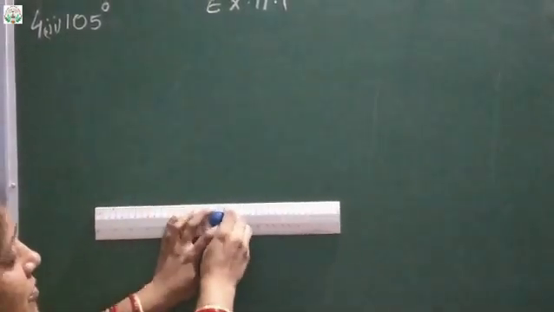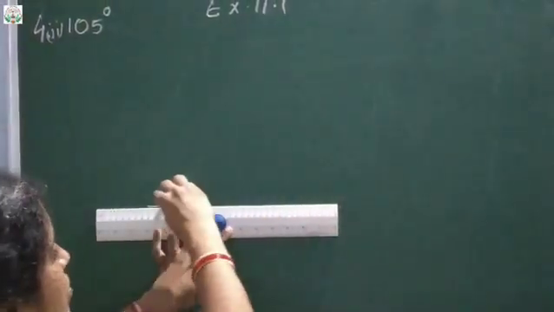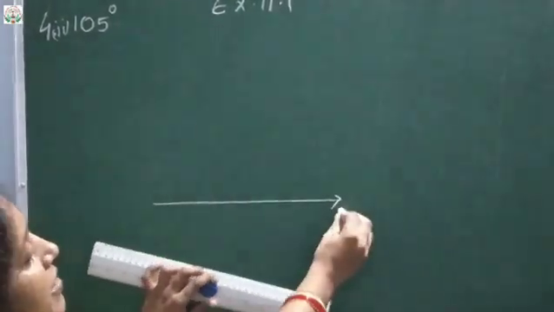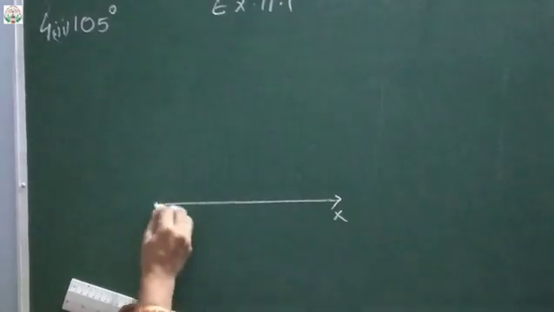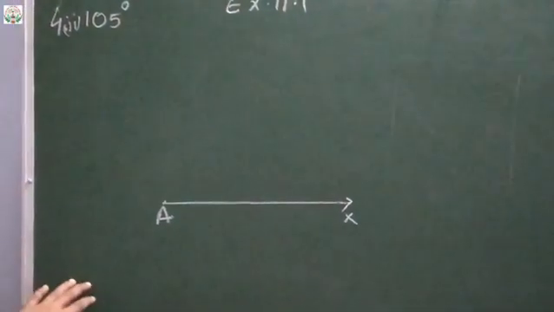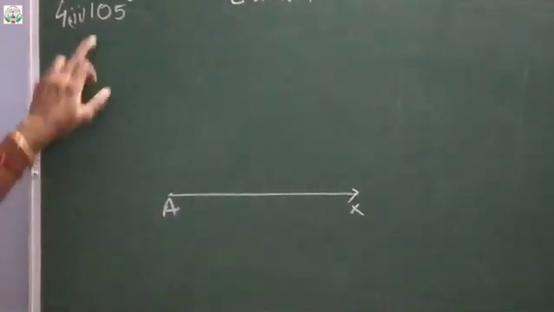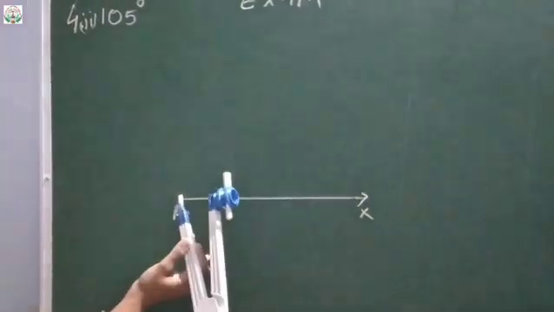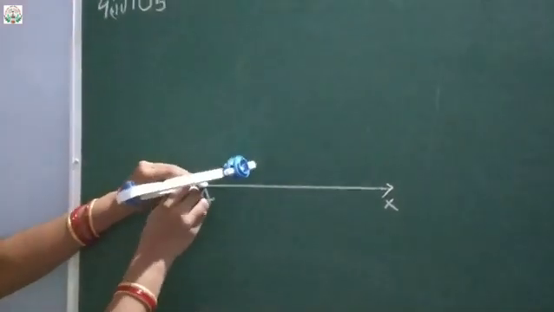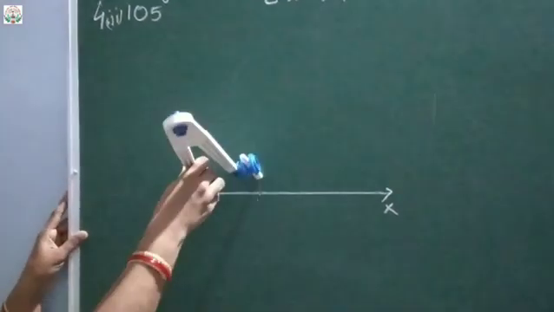A ray. Okay, a ray of straight line. A ray we will take with the initial point as A. Now at A we will construct what? 105. How will you do? Take at point A, keep the needle of the rounder and draw a semicircle.